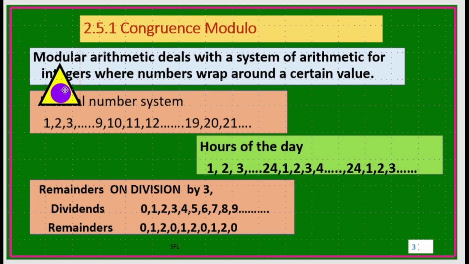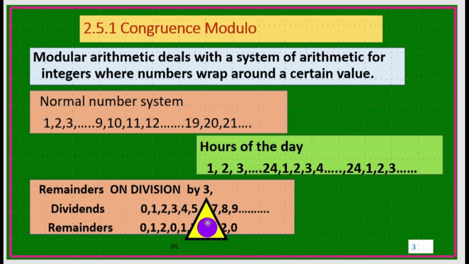Congruence modulo. Modular arithmetic deals with a system of arithmetic for integers where numbers wrap around a certain value. In the normal number system, numbers go in increasing order continuously: 1, 2, 3, 4, 5, 6, 9, 10, up to 19, then 20, 21, then 30, 31 and so on. Coming to the hours of the day, 1 hour, 2 hours, 3 hours, up to 24 hours, then again 1 hour, 2 hours, 3 hours, then 24 hours. Like that, after 24 hours, the hours of the day repeat.